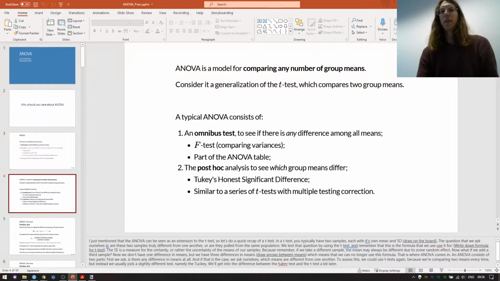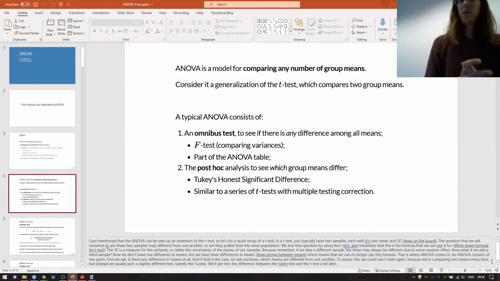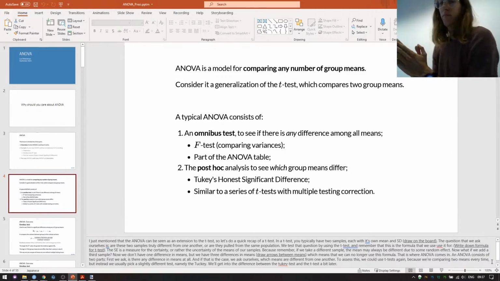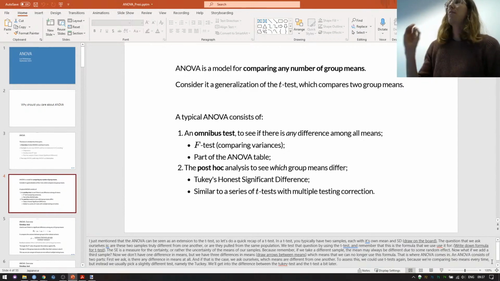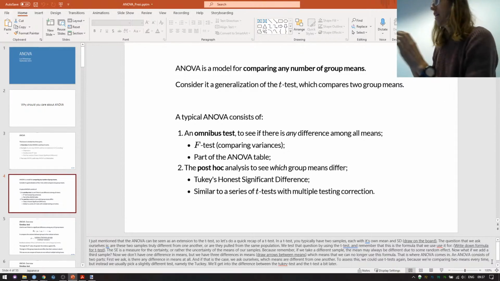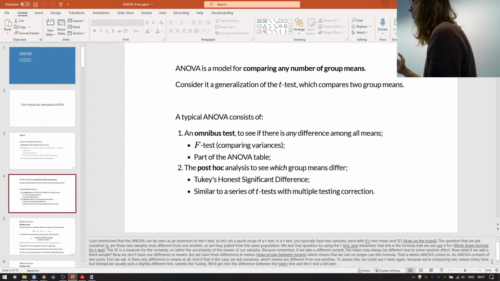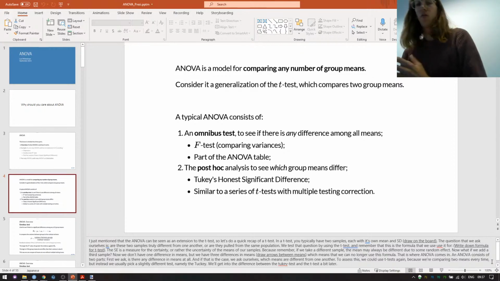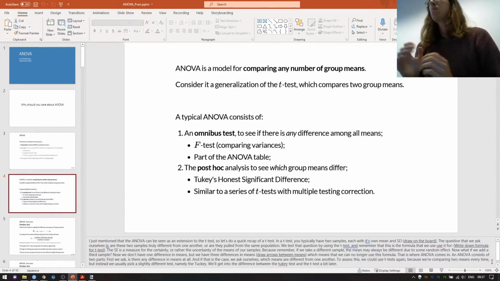And an Anova basically consists of two parts. First you do an Omnibus test, and the Omnibus test kind of tells you, is there any difference between all the group means at all? And then you do a Postdoc analysis if you get a significant result for the Omnibus test. So if there is a difference between all the group means, if they're not all pooled from the same population, then you can check which of the means differ from one another.